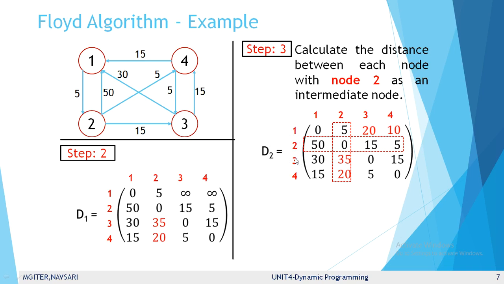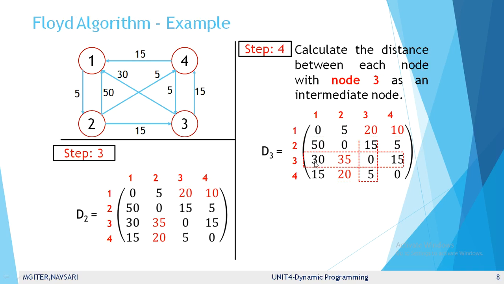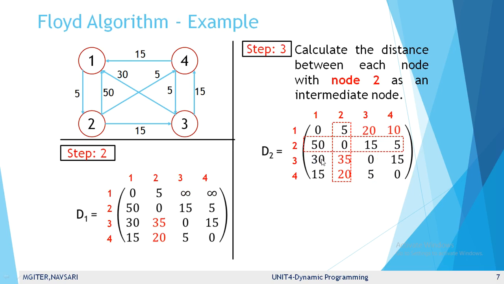Now we find for node 3. 3 to 1 is 30, but there is a possibility via 2. We check it. 3 to 1 is 30. Now via vertex 2, that is 3 to 2, which is 35, plus 2 to 1, which is 50. 35 plus 50 is 85. So we cannot get anything lesser, so there is no need to change. We write the distance 30 as it is.